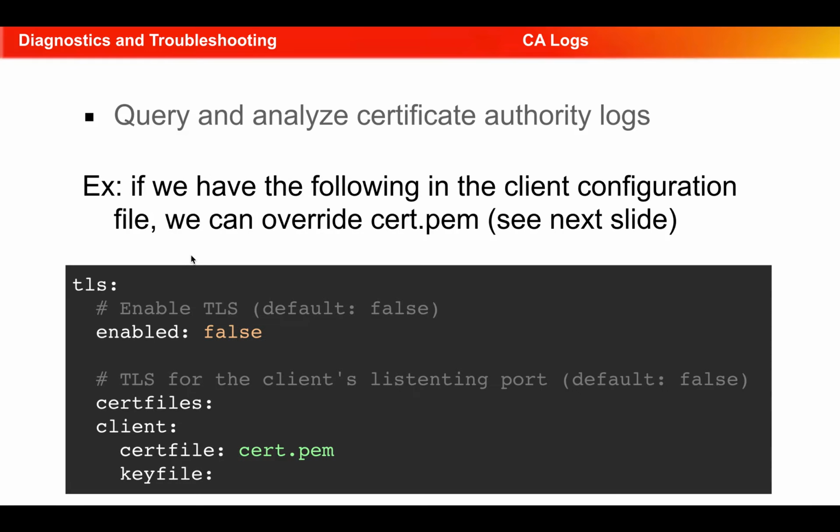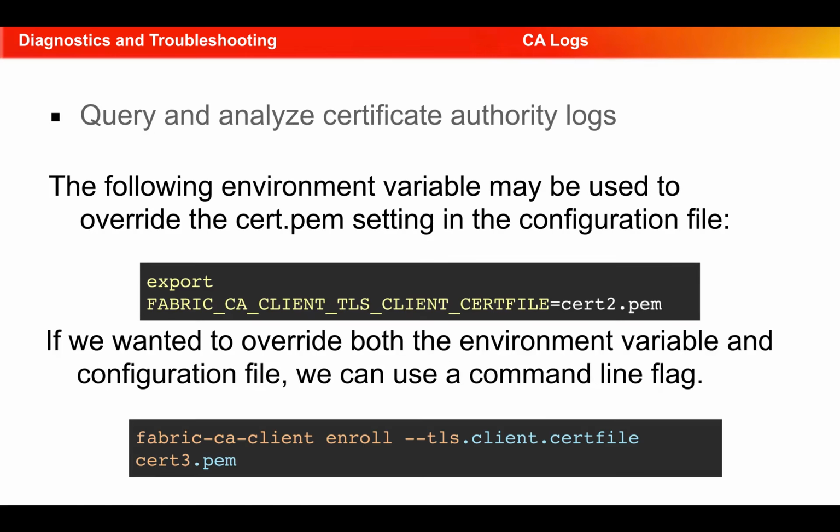Now let us look into what that precedence means. If we have the following in the client configuration, as you can see here, you have a configuration file to enable TLS, but at this point this is disabled. Now you have one field over here, which is cert file, and you are giving an input, which is cert.pem. So this is actually happening at a file level. The file level is the least preference level which we have seen.